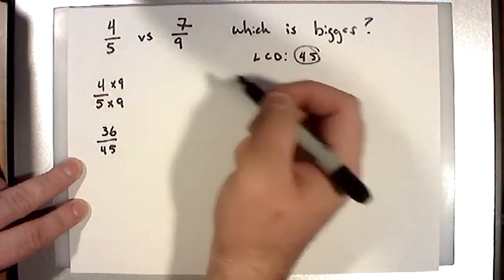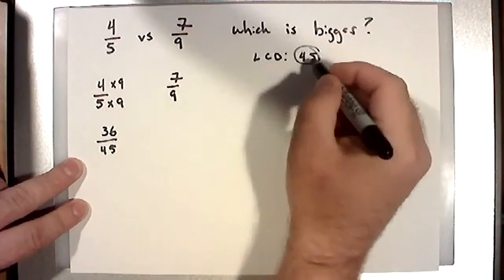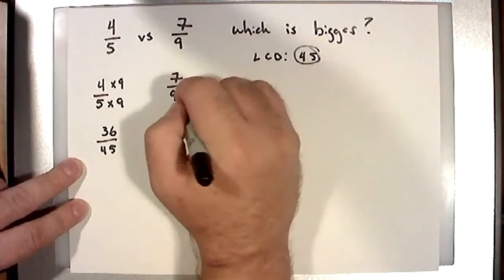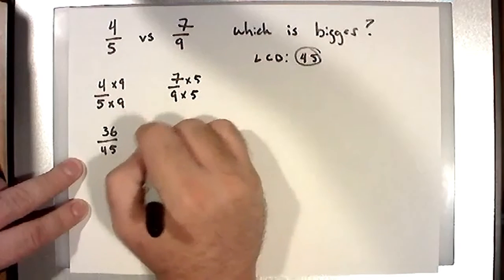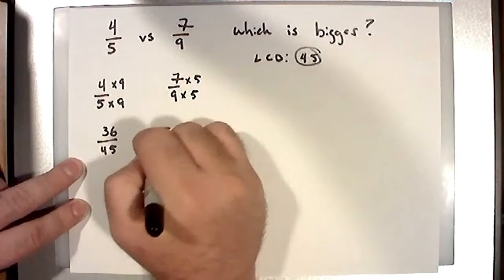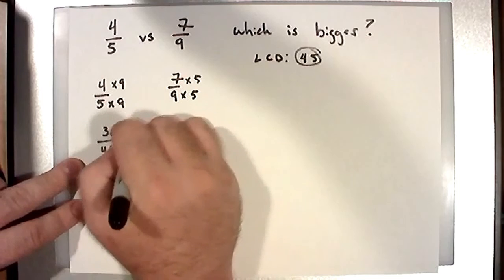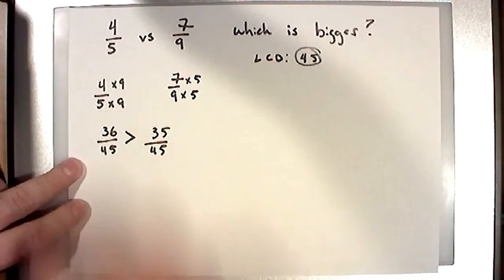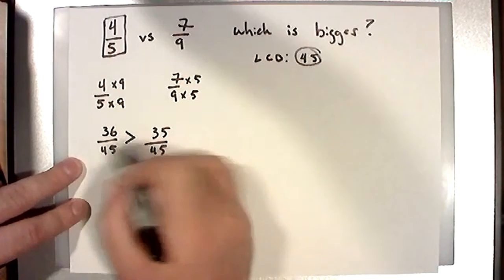Remember, we're not adding or subtracting, we're just comparing here. 7 over 9, I want the denominator to be 45, so I'm going to multiply by 5 top and bottom. 7 times 5 is 35. 9 times 5 is 45. And so you see that these were extremely close. 36 out of 45 versus 35 out of 45. Well, 36 out of 45 is bigger. So 4/5 is bigger than 7/9, but only by the smallest of margins.